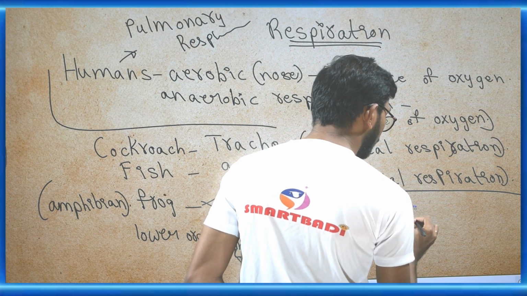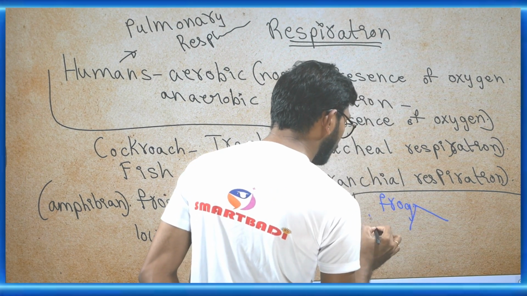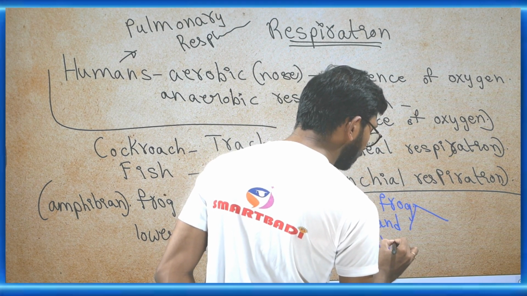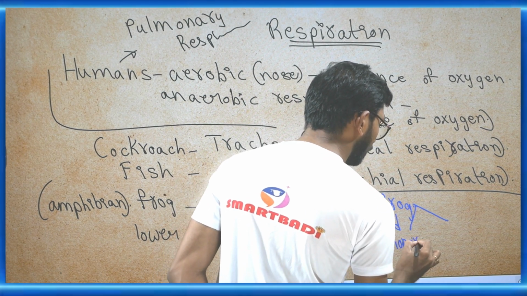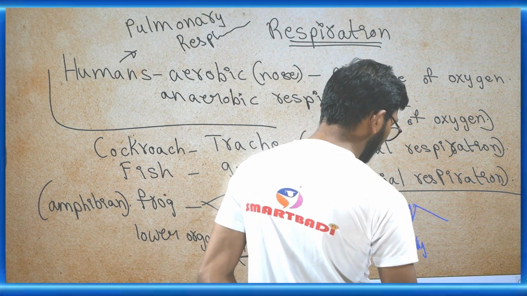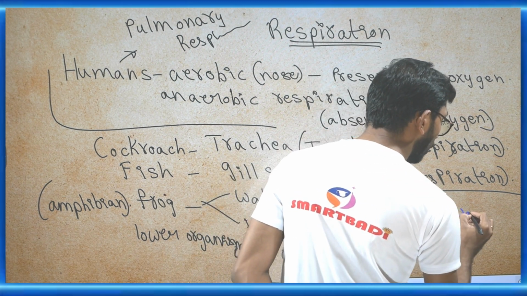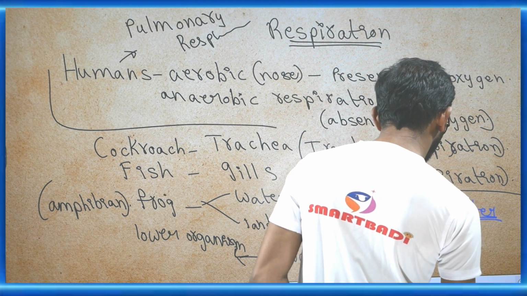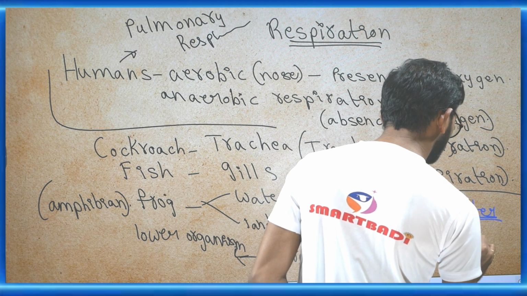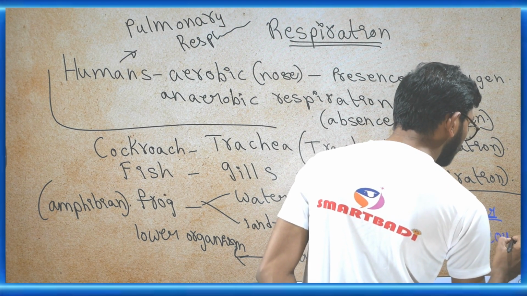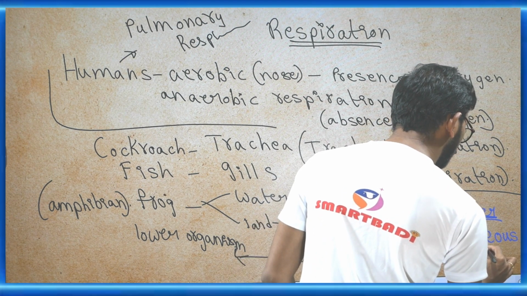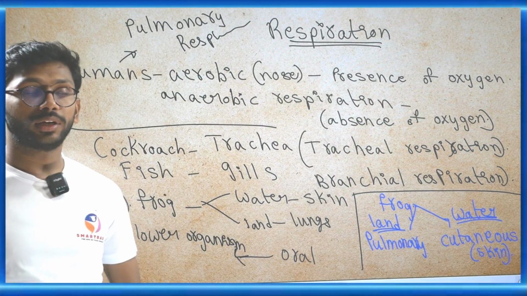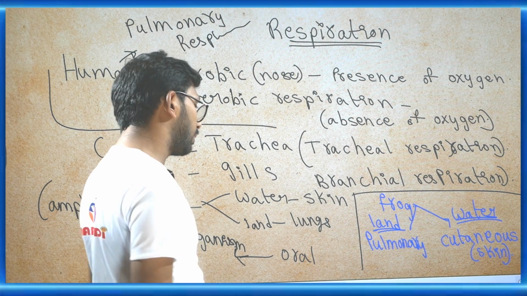So in frogs there are two types. If it is on the land, then pulmonary respiration occurs. But if it is in water, then the respiration that occurs is cutaneous. Cutaneous is nothing but respiration which occurs with the help of the skin. So this is about the types of organisms and how the respiration process occurs.